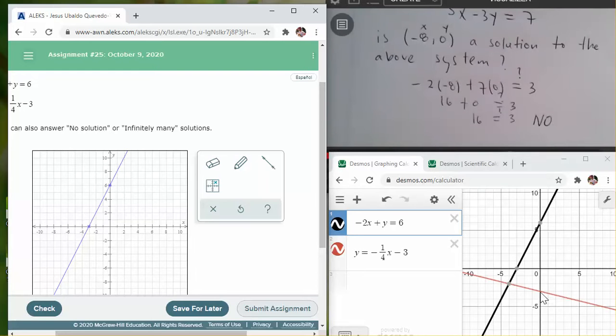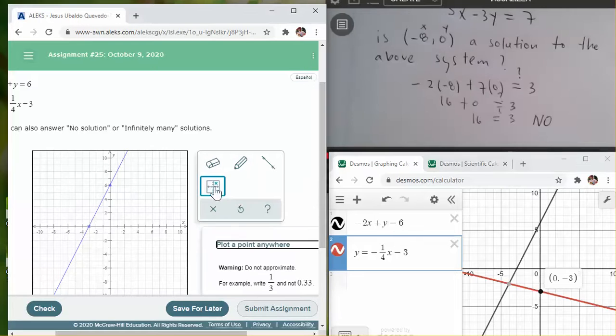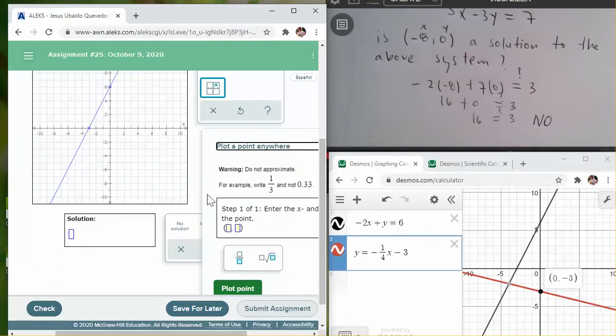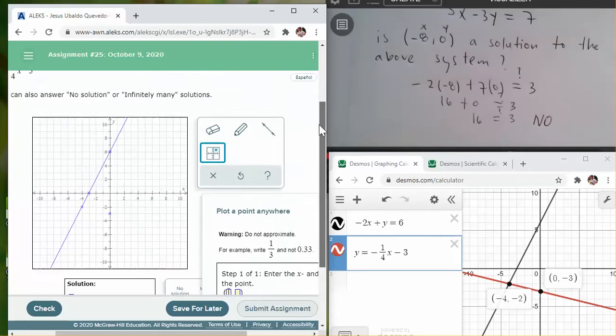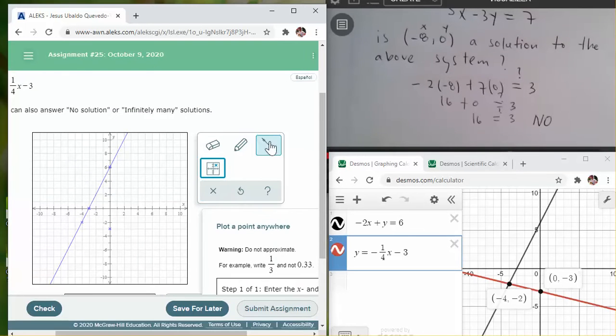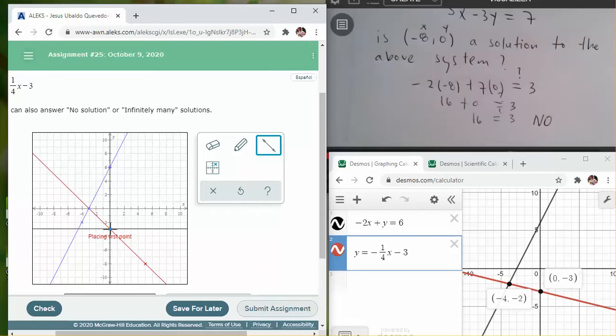Now let's do the red one. Let's click here to see the point. Here is 0, negative 3. Plot. And I need another point. I can use the intersection, negative 4 and negative 2. We need just 2 points to draw. Negative 2, plot. Now we click on the first point, and this is the second point, right? So that's the red line.